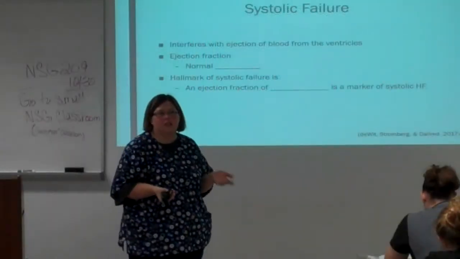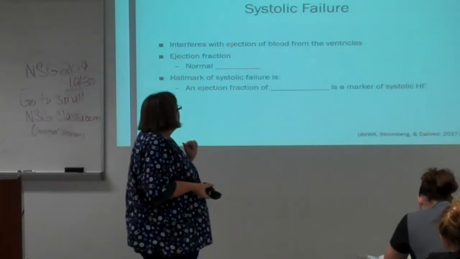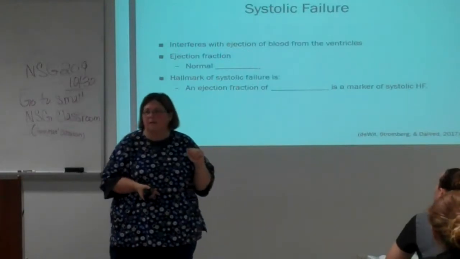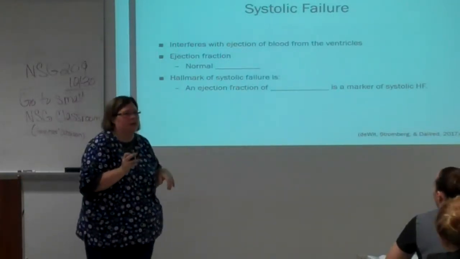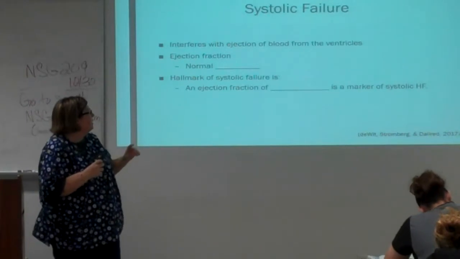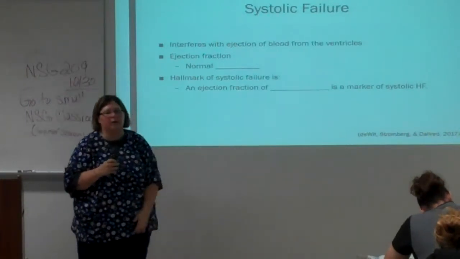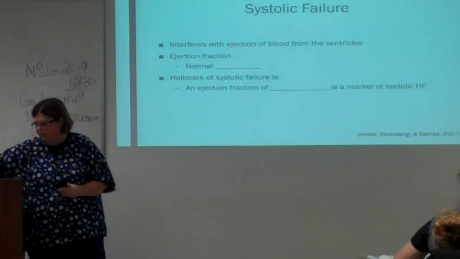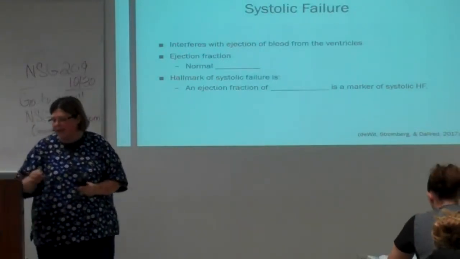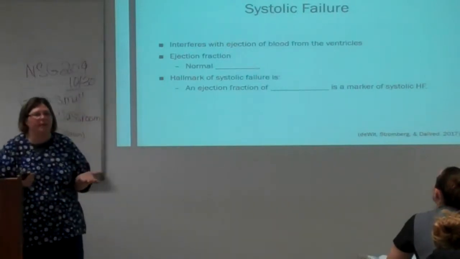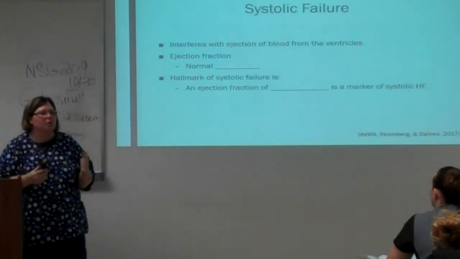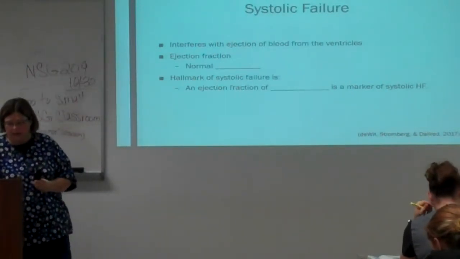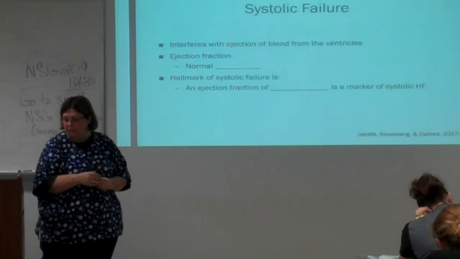Ventricle. So this is your ejection fraction. Does anybody know what a normal ejection fraction is? 55 to 70% is normal. Ejection fraction is a hallmark of left-sided heart failure, or systolic heart failure. So what is the ejection fraction going to be? Usually 35 to 40% out of the left ventricle.